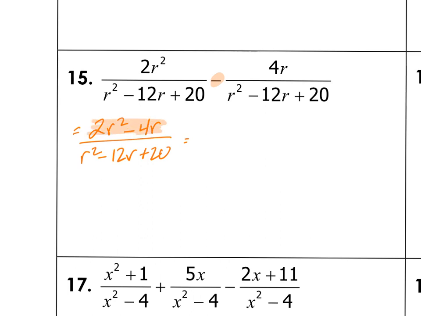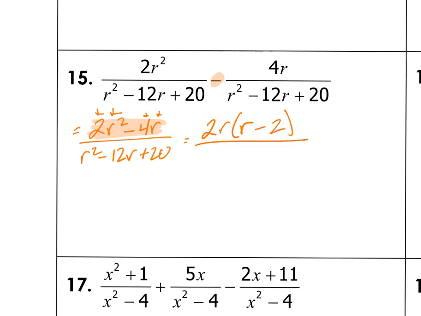What goes into both 2 and 4? Well, 2 does, so I know I can take a 2 out. And what goes into r squared and r? Well, r. So if I take a 2r out of 2r squared, I get left with an r. And if I take a 2r out of 4r, I get left with 2.